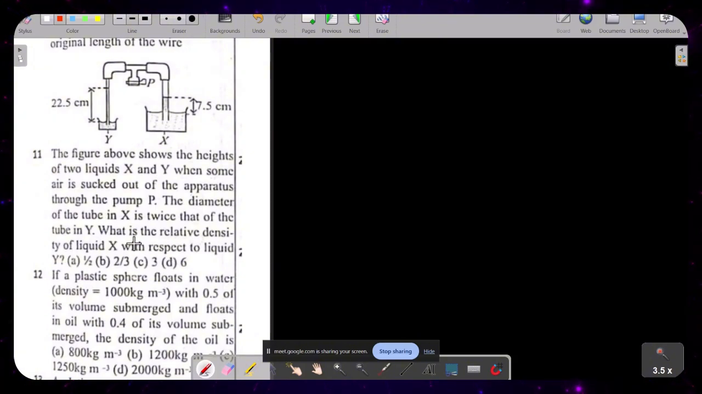Question number 11 is under pressure, and you need to know one thing. Aside from the formula you know, that pressure is force over area, you should also bear in mind that pressure is density times height times g. This is another formula for pressure. I'm not here to prove how it was derived, because you might be confused.